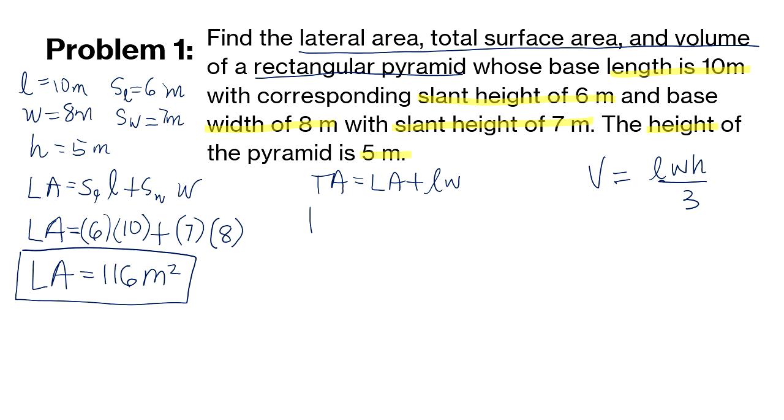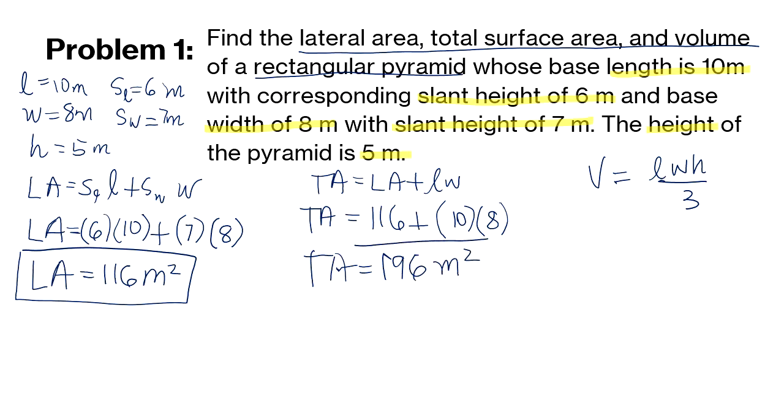For total area, we have lateral area, which we have previously solved, that is 116 square meters, plus length, which is 10 meters, times the width, which is 8 meters. This gives us 196 meters squared. Therefore, our total area is 196 square meters. Remember that lateral area and total area are always measured in square units.